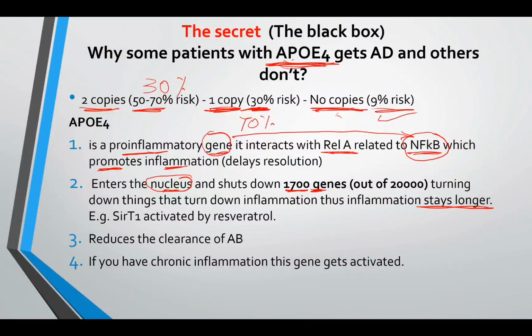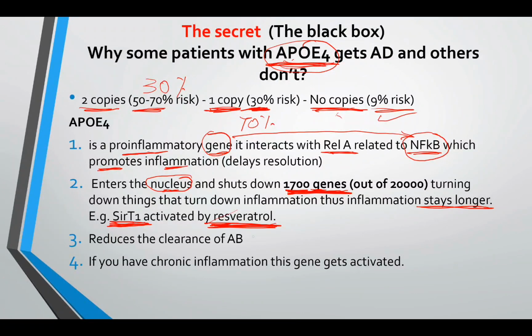One of the molecules, or genes, that turns down or calms down inflammation is the 31. 31 is the gene for longevity. If the 31 gene is active, your health becomes better and probably you live longer. And this 31 gene is activated by resveratrol, which is derived from wine, red wine. So, in conclusion, ApoE4 enhances the process of brain inflammation and keeps it for a longer time.